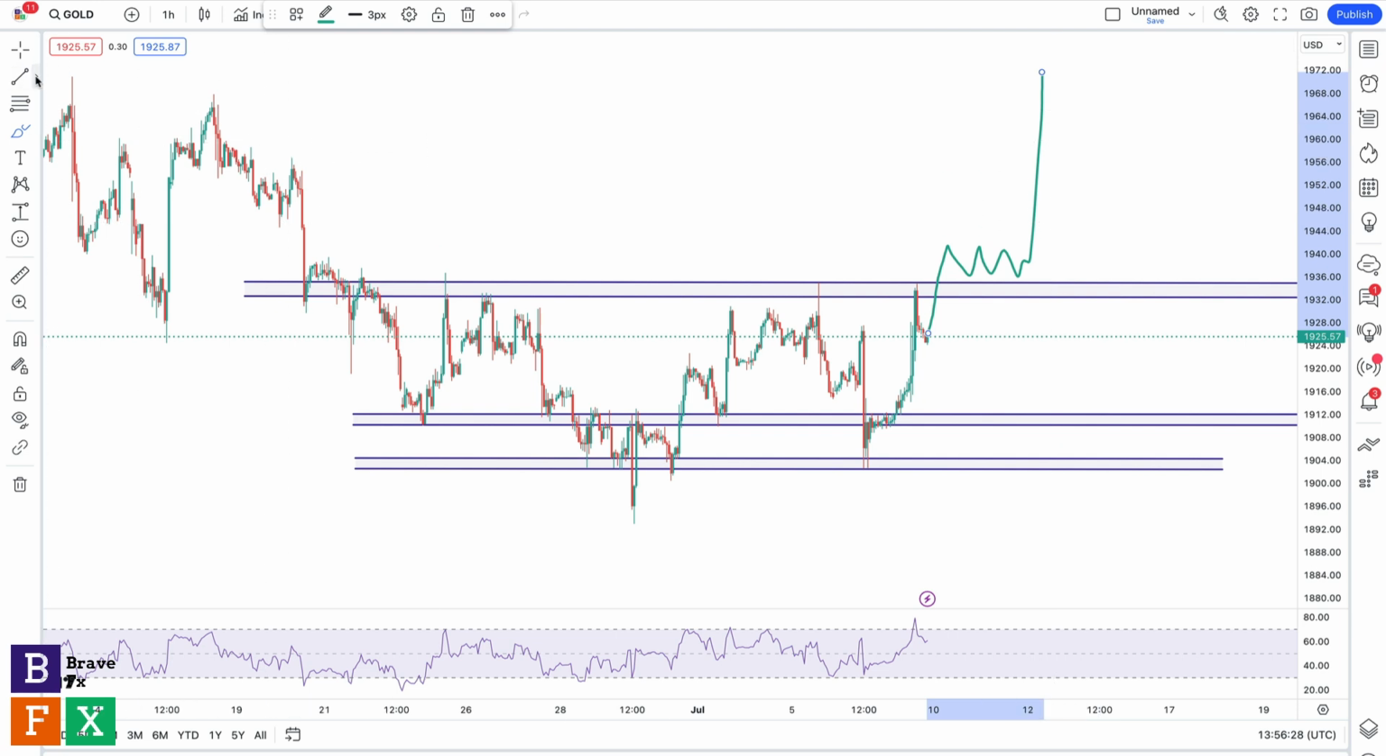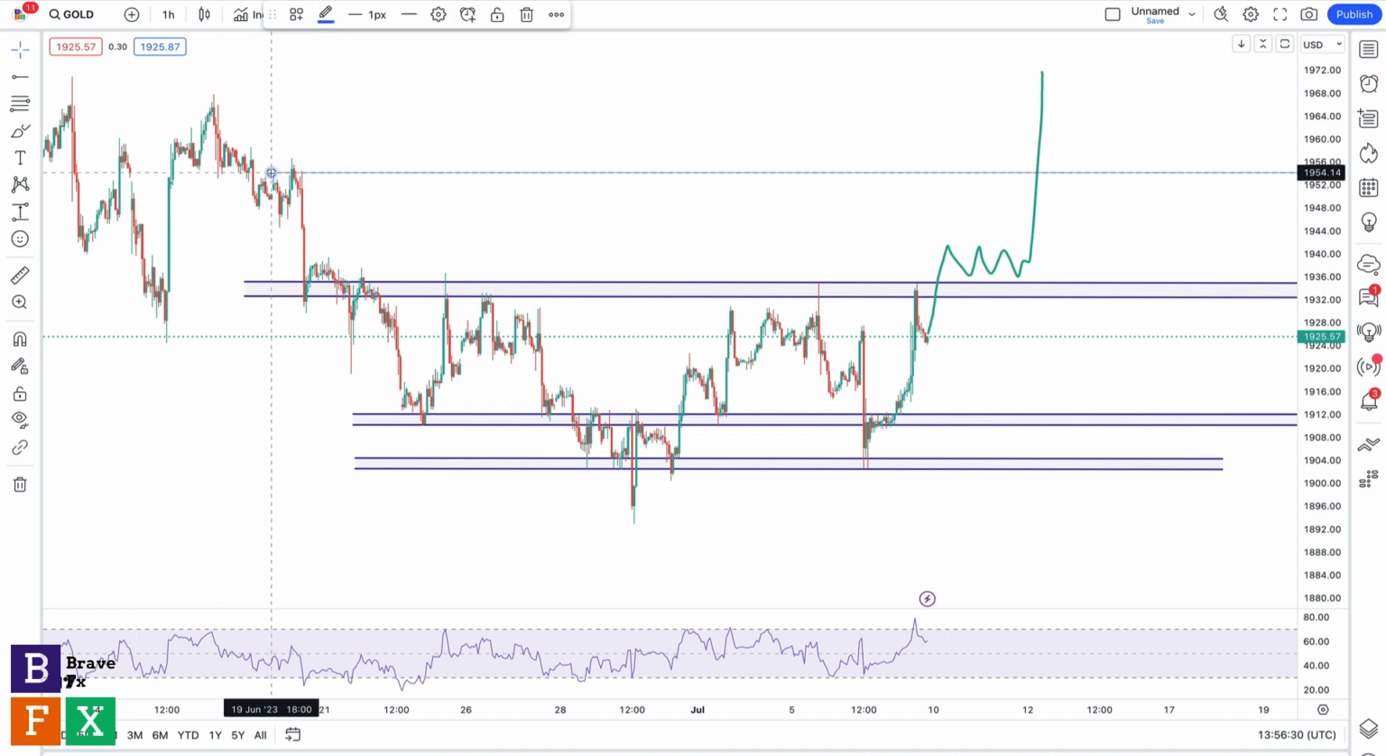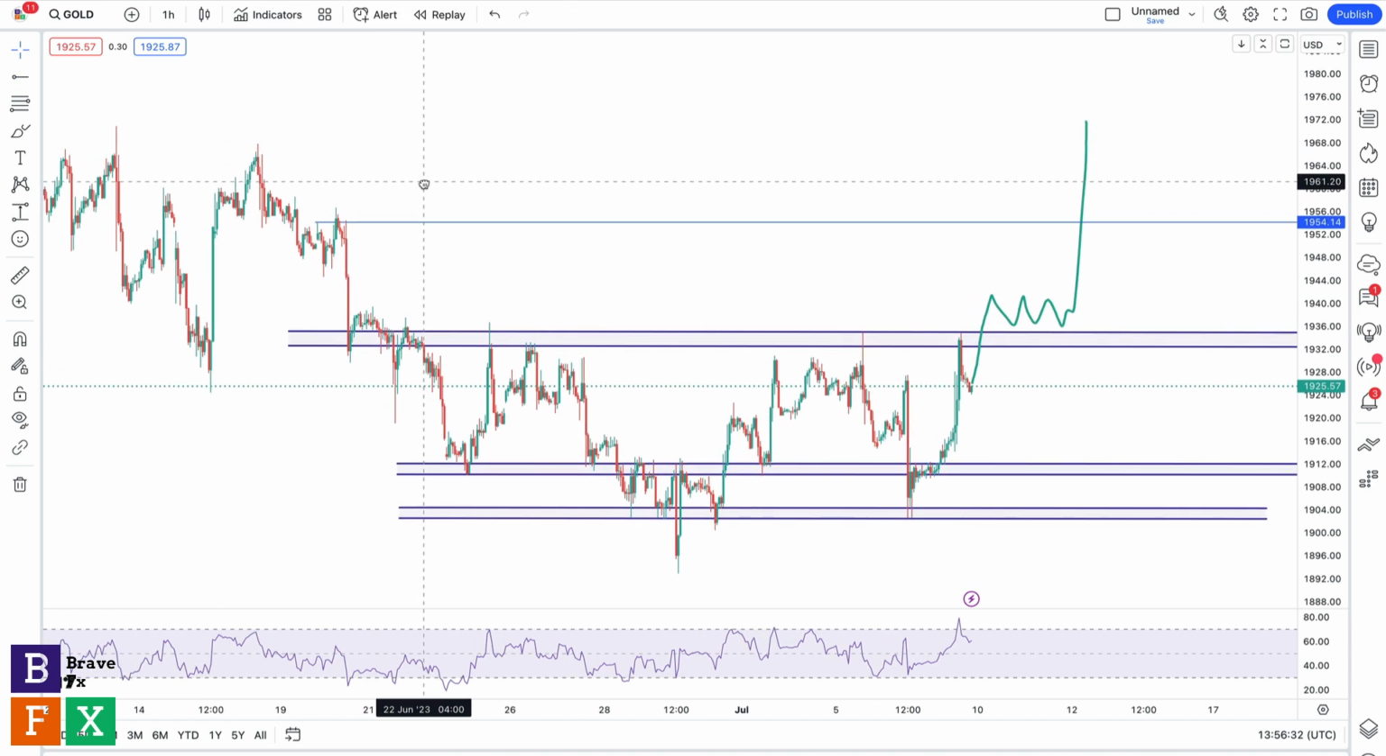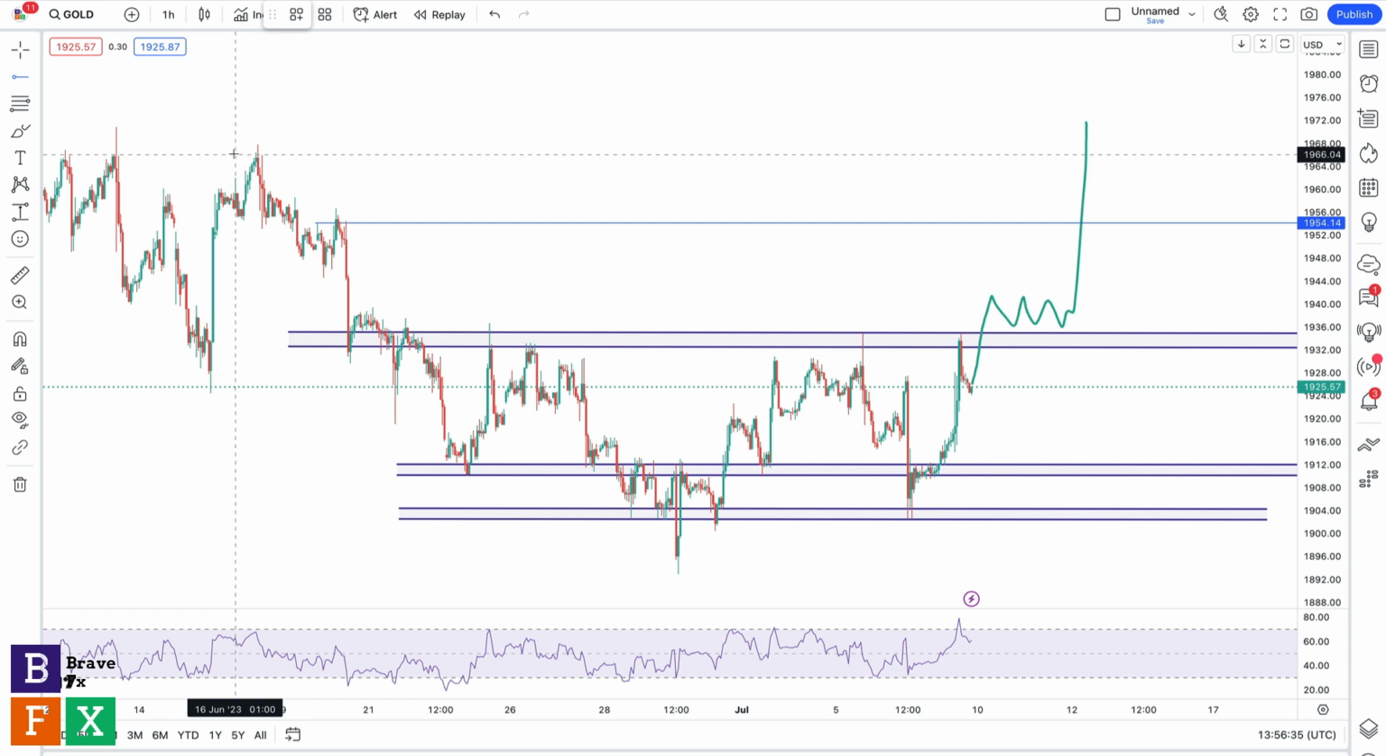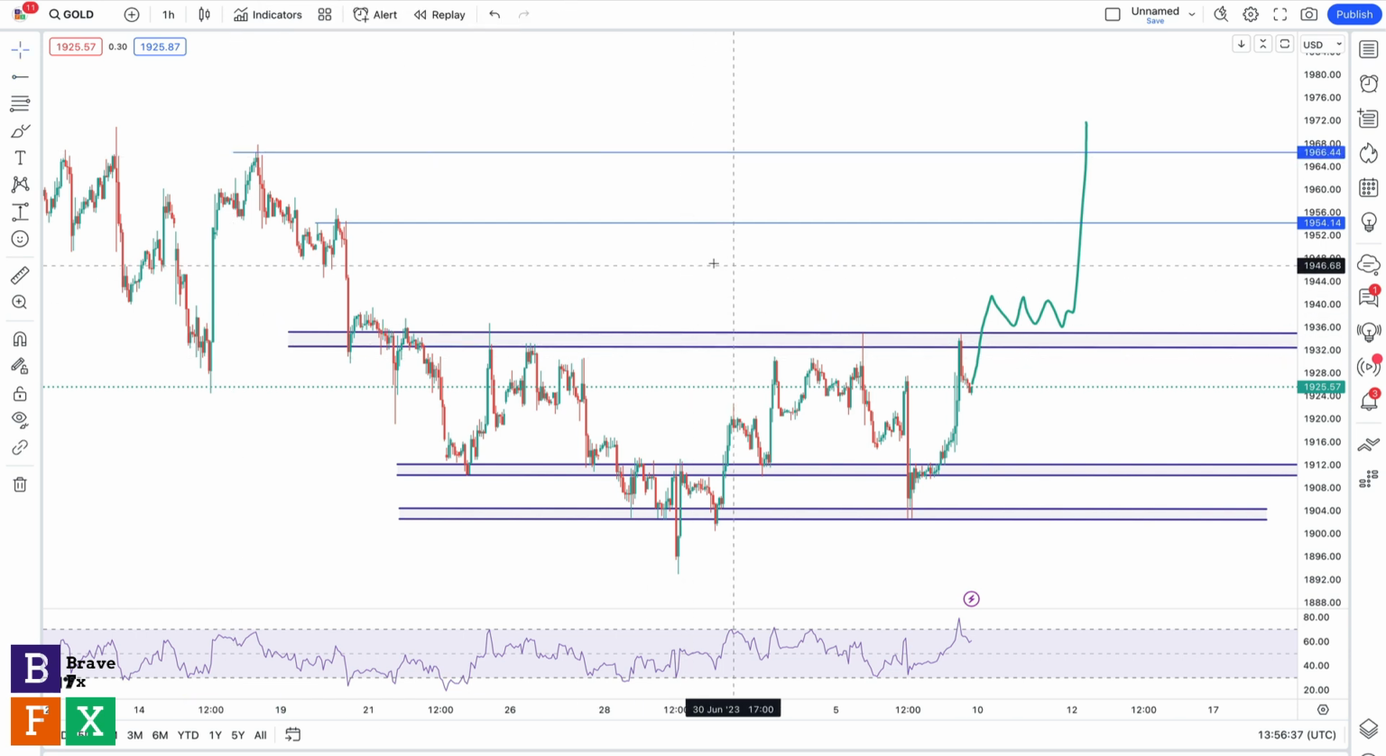So this is the scenario in which I'm going to go long. And my first target is going to be over here, where we might probably see a reversal in continuation of the bearish trend, and second target will be over here. So this is going to be the scenario in which I go long.